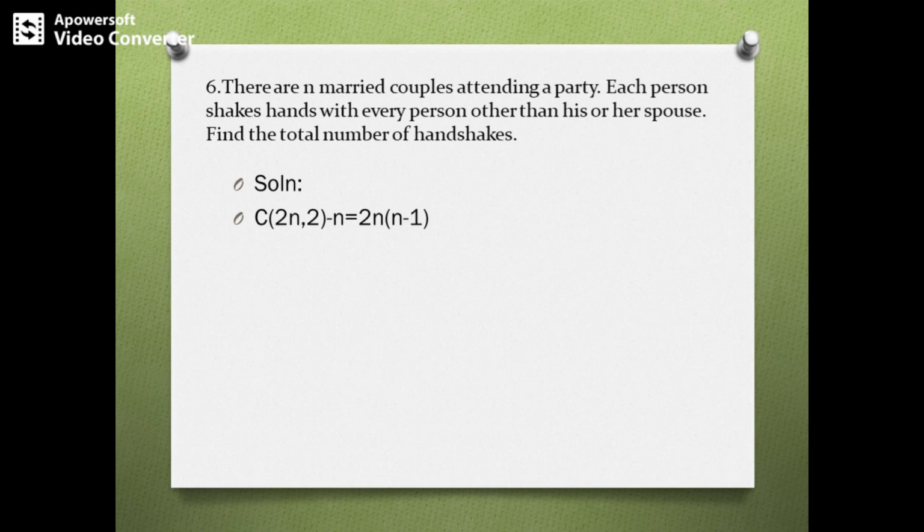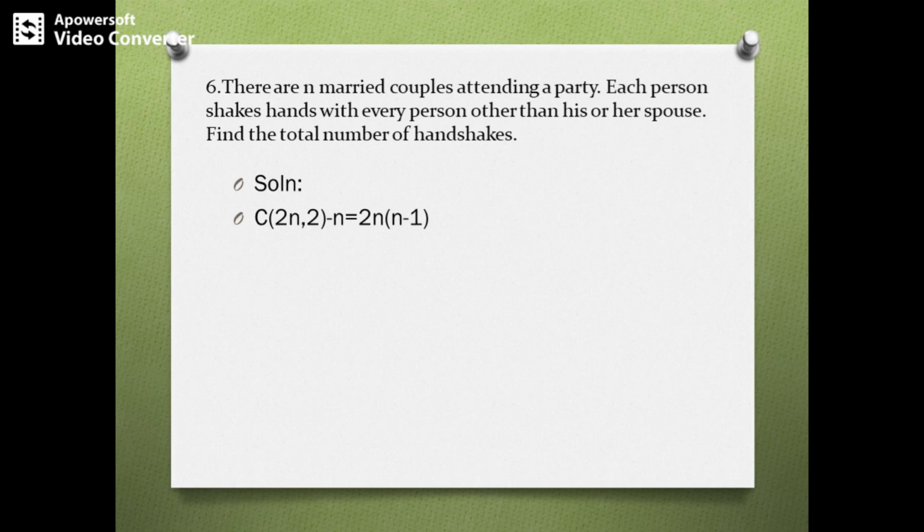So these 2n persons, the number of persons in the party, shake hands with each other other than their spouse. So if she is a wife, she will shake hands with the other husbands. If he is a husband, he will shake hands with the other wives. So this can be done in C of 2n comma 2 pairs, out of which n pairs are married couples. So the number of pairs who are not married couples is what we want as the number of handshakes.